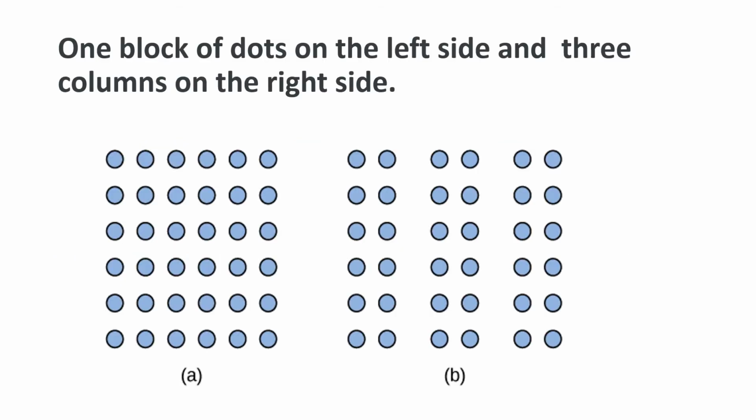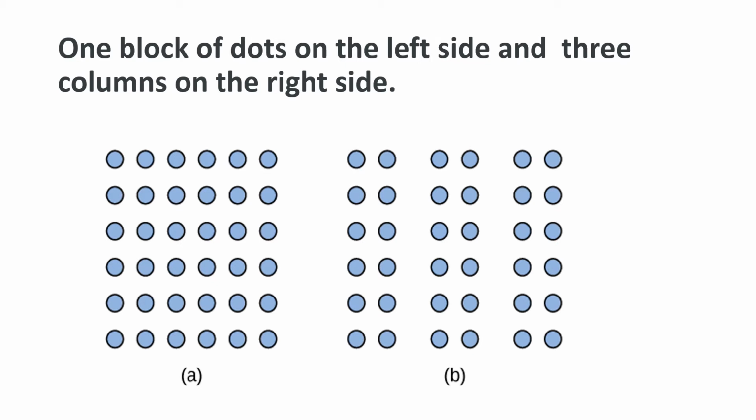If you see this picture, you will understand how the proximity principle works. One block of dots on the left side and three columns on the right side. Actually, we can see the same picture in 2D. The principle asserts that things that are close to one another tend to be grouped together. That is known as the proximity principle.